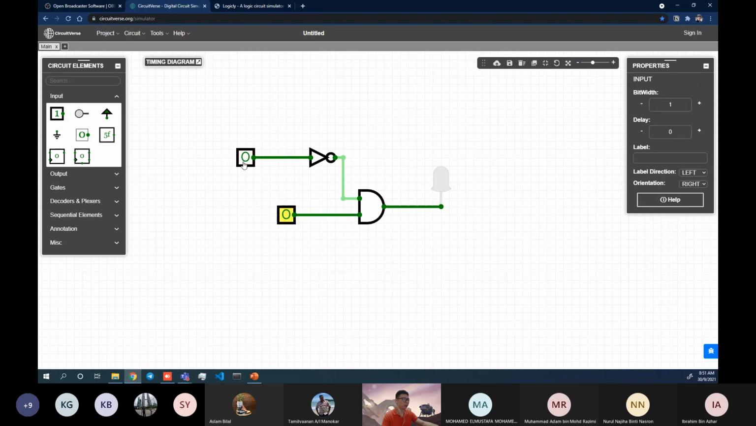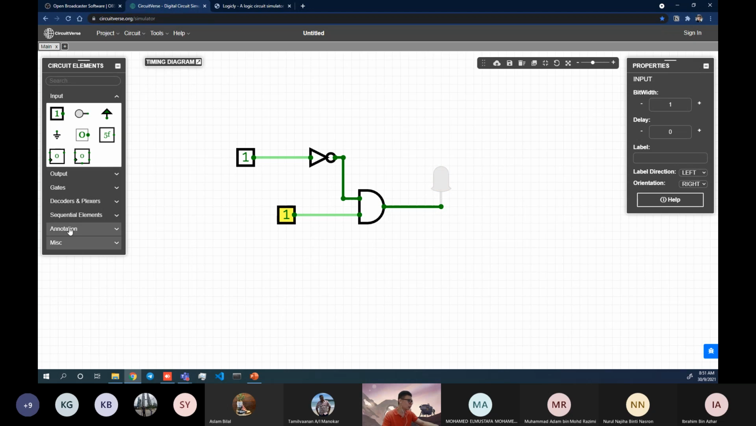Okay, and you can verify this behavior with a truth table. If you have 0, 0, what's the truth table? Then you have 0, 1, what's the truth table? And you have 1, 0, what's the truth table? And you have 1, 1, what's the truth table? And the truth table should correspond to what you are seeing over here.